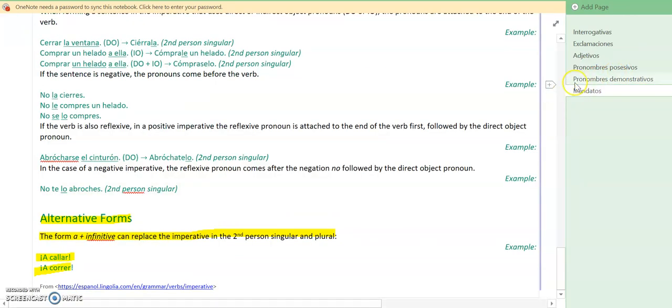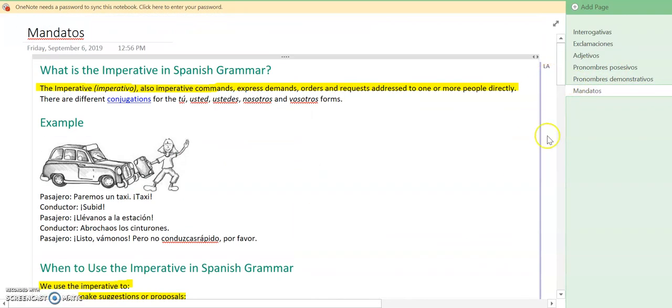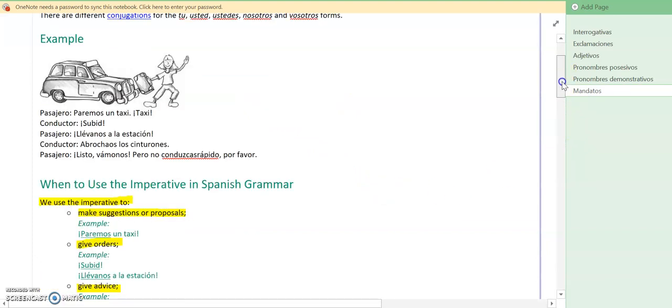One more. Mandatos. We have mandatos, which is the last thing in this chapter. And mandatos are commands. So when do we use commands? We use commands to express demands, orders, and requests. So we should pretty much know that. There are all of these different commands, but we're just going to focus on the tú form commands and the usted and ustedes commands.